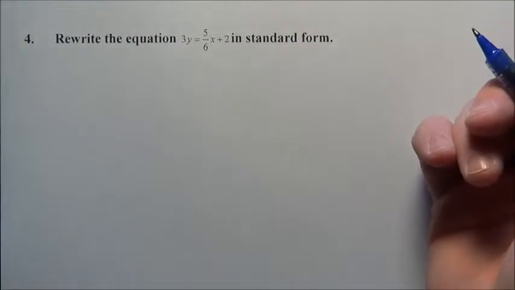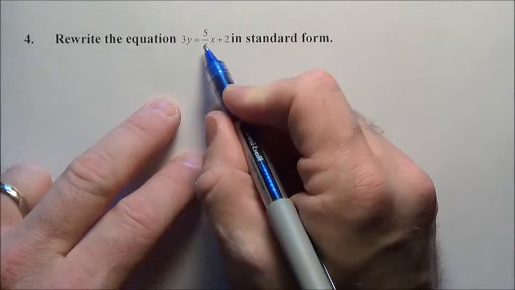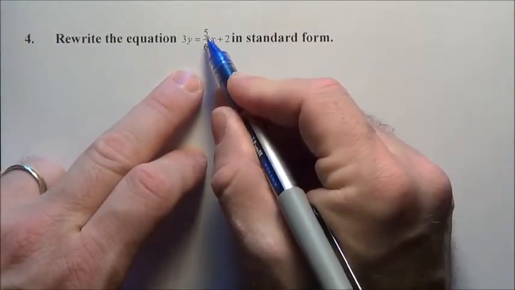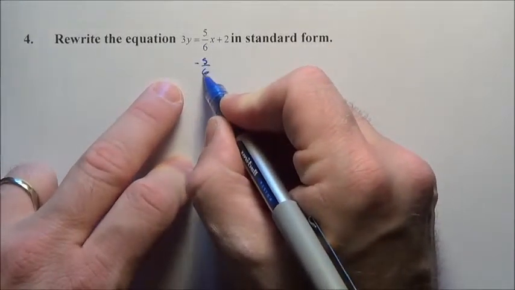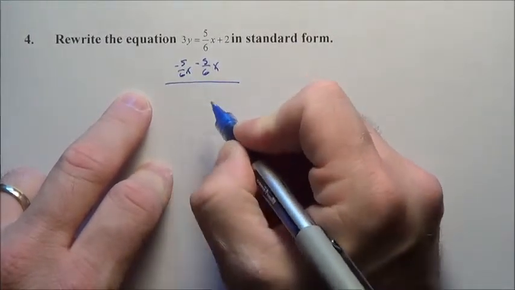So there's a couple ways you can start off here. Let's get rid of this fraction here. I'm going to do that first. Or actually, I don't really care. Let's just go ahead and move the 5/6x over to the other side. No big deal. Let's just subtract 5/6x from both sides of the equal sign.